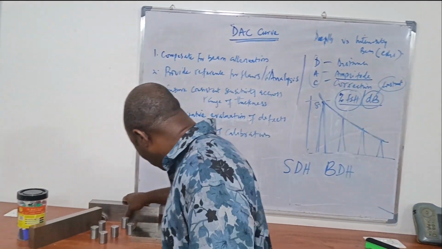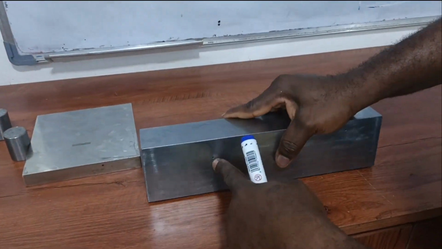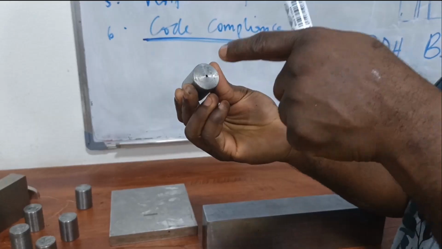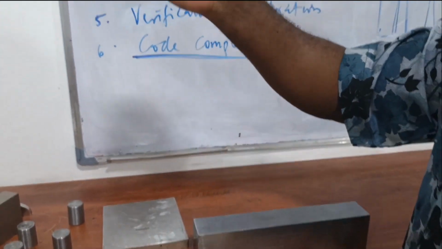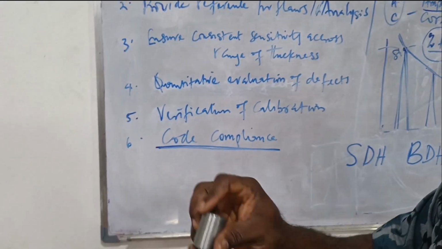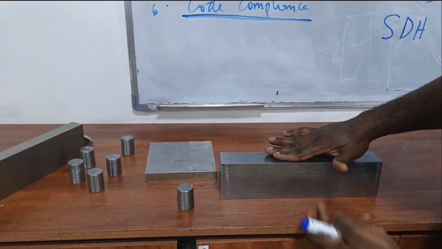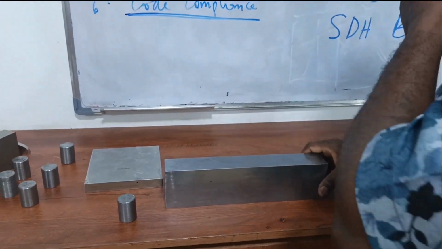The side drill hole, as you can see from this, is drilled from the side of the plate, while in the case of a bottom drill, the hole, as you can see in this block, is drilled from the bottom of the block. So this gives you your bottom drill hole, which is at the bottom. The probe is here. In this case, this is your side drill hole, and your probe is here, and the hole is on the side.